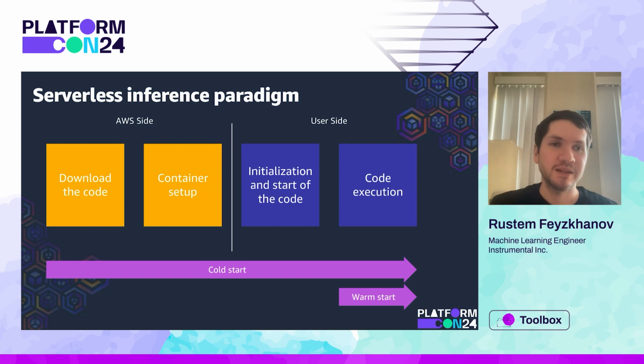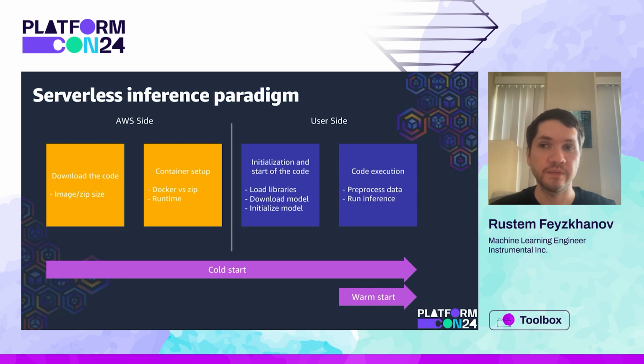Basically, when Lambda is invoked the first time, there are certain steps which run on the AWS side, like downloading the code and container setup, and some controlled by the user side, like initialization and start of the code. In the case of machine learning applications, it means downloading the image or zip file. It's about container setup, where we have Docker versus zip, as well as runtime. And on the user side, it means that we need to load libraries, download the model, and initialize it.